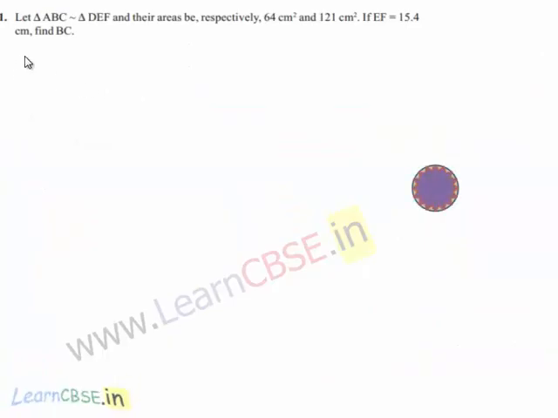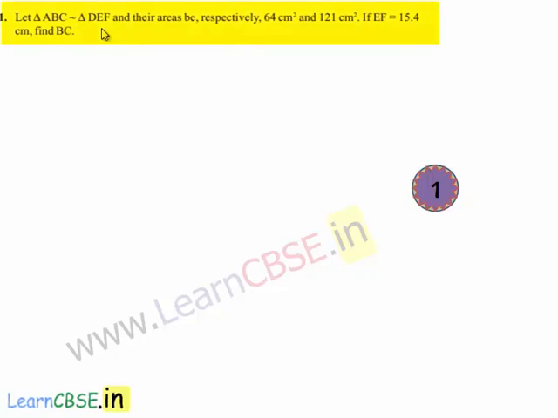Moving on to question number 1. Let triangle ABC be similar to triangle DEF, and their areas be respectively 64 cm square and 121 cm square. If EF is equal to 15.4 centimeters, find BC. Now moving on to the solution.